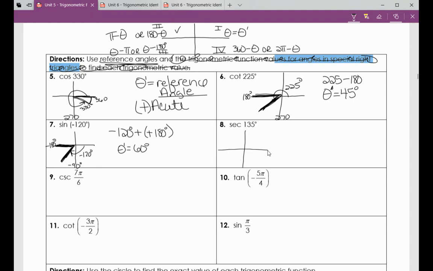135 falls between 90 degrees and 180 degrees. This is the reference angle they're asking you for. So all I have to do is take 180, since I'm in quadrant 2, 180 minus theta. And that gives me 45 degrees, which is a positive acute angle for theta prime.